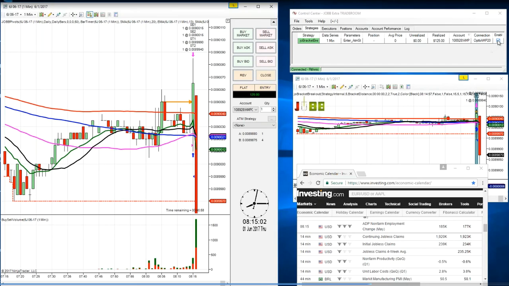Boom, the trade's over. $125, 2 seconds. ADP report.